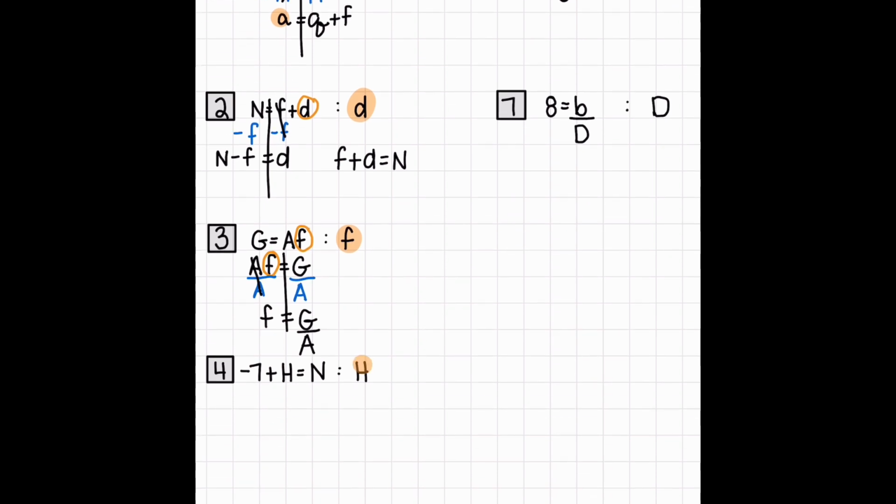All right, so for this one, they want us to solve for H. So again, we're going to circle H because that's what we want to isolate. That's what we want to get by itself. And in order to get H by itself, we need to move this minus 7. So the opposite of minus 7 is going to be plus 7. So with that, that's going to cancel. We have H equals N plus 7.